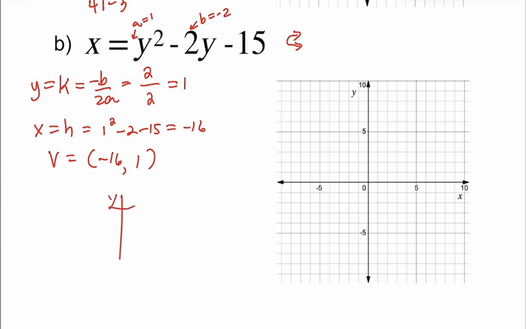So we're still going to make a table. We still are going to use the point negative 16, 1, except this time you got to plug in y's because our equation is x equals the y's. So you got to plug in y's. Plug in a y above that and below that. So let's plug in 0 and 2. If you plug in 0, you get negative 15. So I would expect if I plug in 2, I should get negative 15. Well, 4 minus 15, negative 15. So I picked right. I did good, okay?